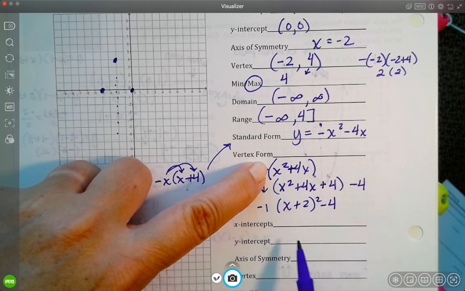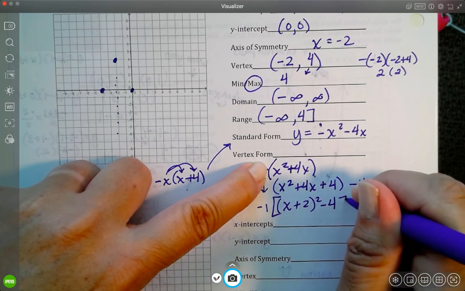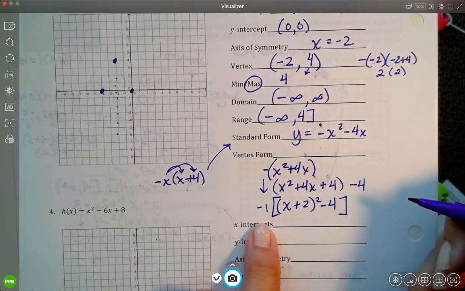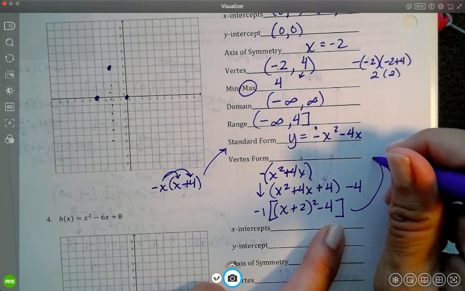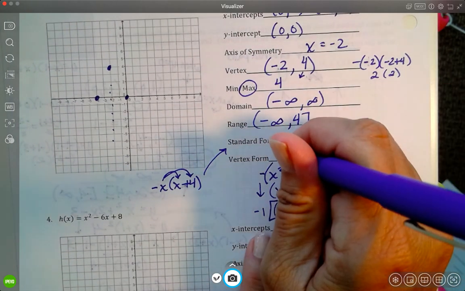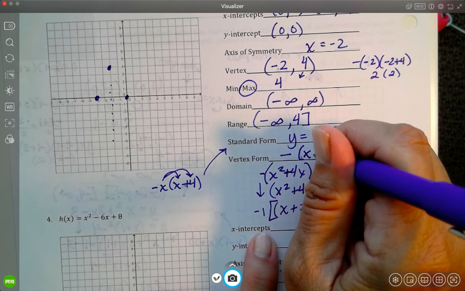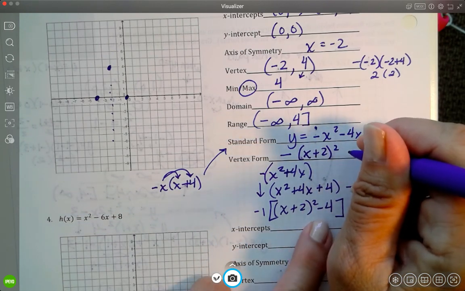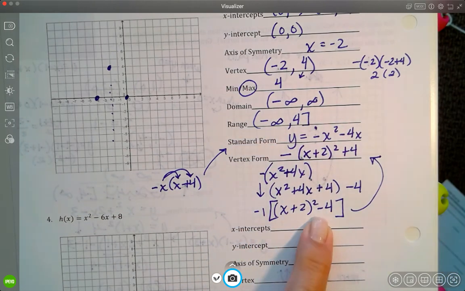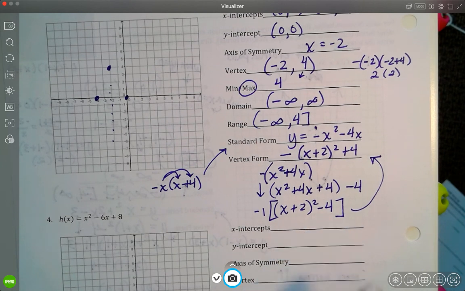Now I need to go ahead and multiply this -1 back into this, so I have my vertex form. So I have negative x plus 2 quantity squared plus 4, because I had to distribute that negative over here too.